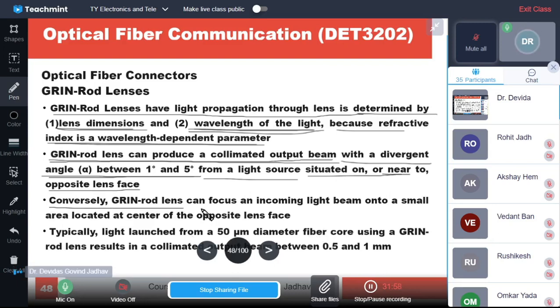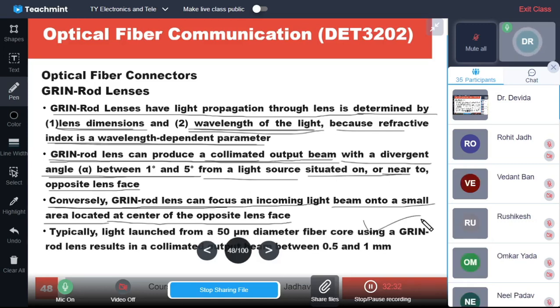Conversely also, just like the collimation, in the reverse way the green rod lens can focus an incoming light beam onto a small area, at the center of the opposite lens face. Just like it makes a parallel beam, it can also focus the beam. And typically light is launched from a 50 micrometer diameter fiber using the green rod lens, resulting in a collimated beam between 0.5 to 1 mm.